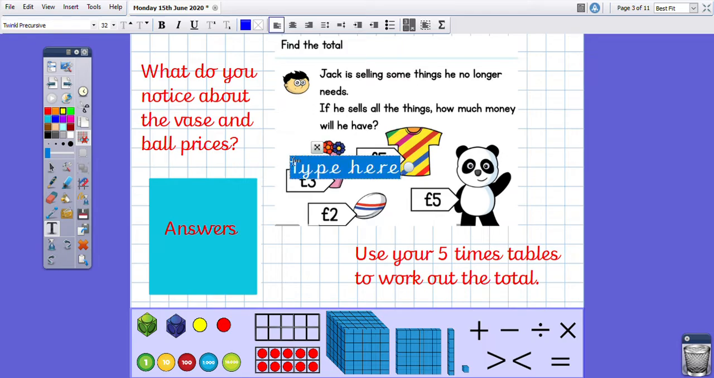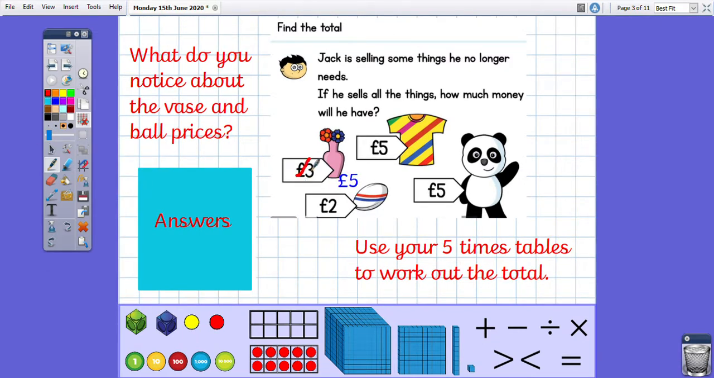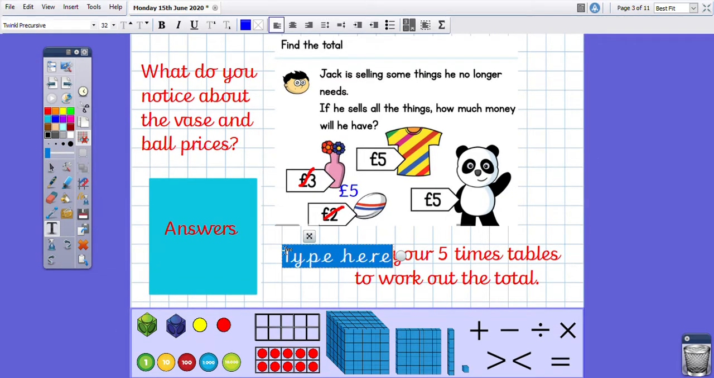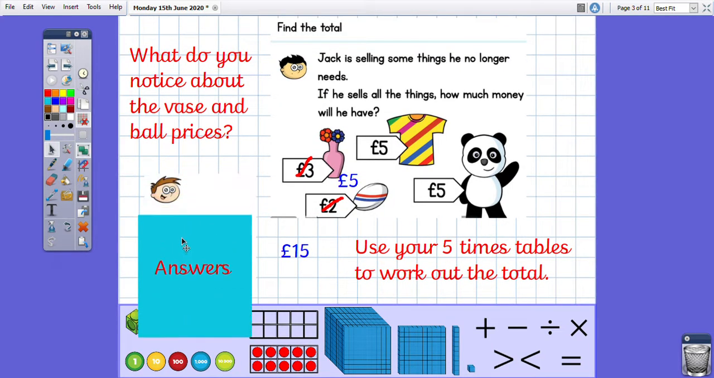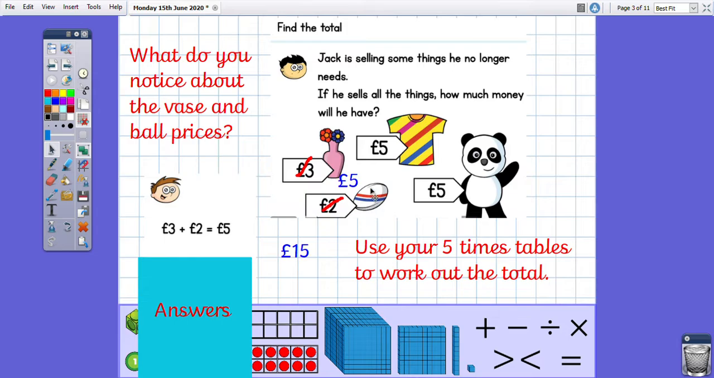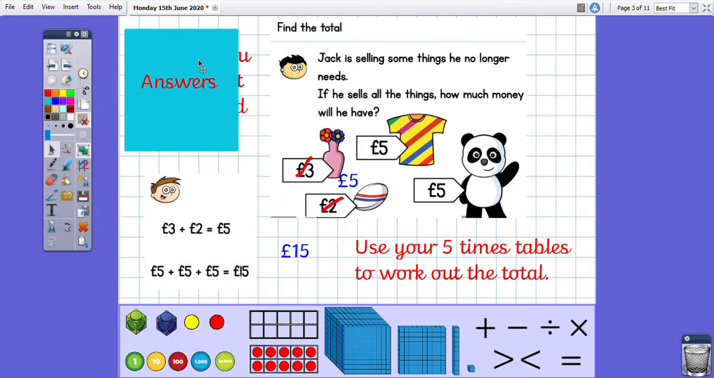So if we said that these were £5 together, we could cross out that, and we could use our 5 times table. So it would be 5, 10, 15. Remember, it's really important when you are using money that you remember the pound sign. So it is £15 all together. You would do 3 add 2 to make the £5, which is exactly what we did, and then 5 add 5 add 5 to make 15.